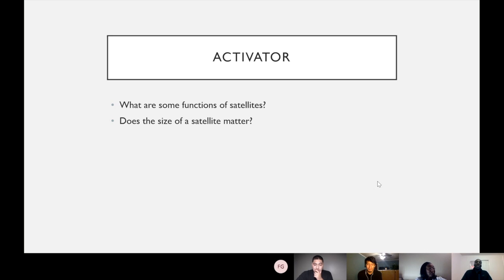Thank you all for answering. These are all essentially basic functions of a satellite. What about the second question? Do we feel as though the size of a satellite actually matters to how effectively it can do its job? I would think that the bigger it is, the more ground it covers. Yeah, I think the bigger it is, you can put more stuff in it to do more things.